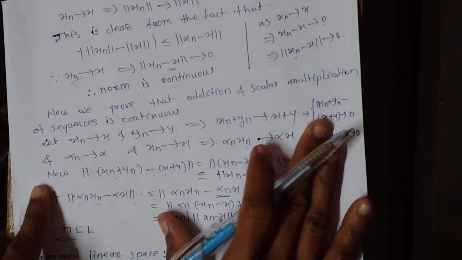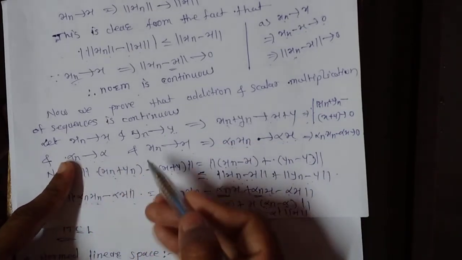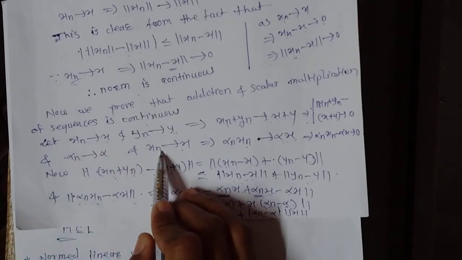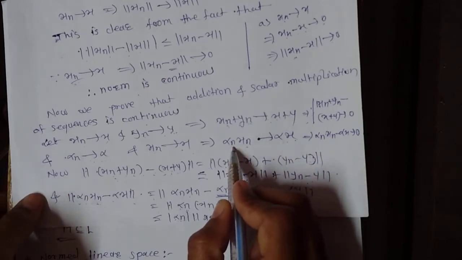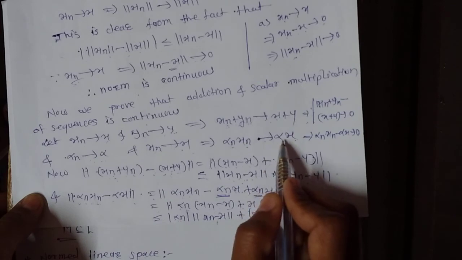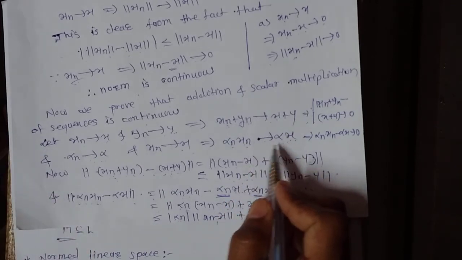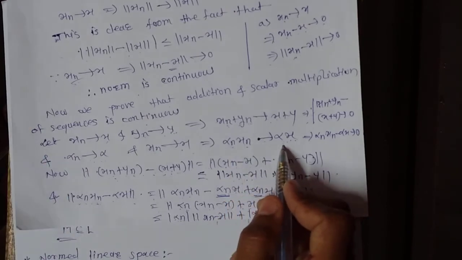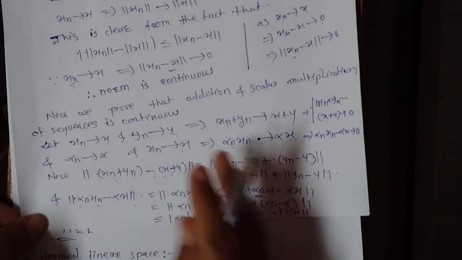A sequence of scalars from that space tends to alpha, and another sequence xn is there. To prove the scalar multiplication, we have taken these sequences. So this implies alpha n multiplied by xn tends to alpha into x. As alpha n tends to alpha and xn tends to x, alpha n into xn obviously tends to alpha into x, right? So these are two sequences.